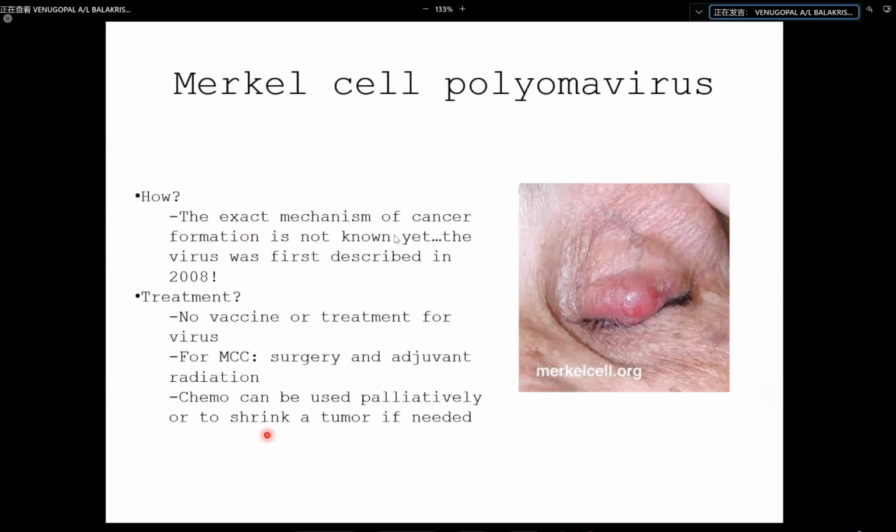So this is one of the things that you have, Merkel cell carcinoma, Merkel cell cancer. The exact mechanism of cancer formation is not known yet. The virus was first described in 2008. A lot of studies are being carried out to define this. Treatment: there is no vaccine or specific treatment. For Merkel cell carcinoma, surgery and adjuvant radiation is the option. Chemo can be used to shrink a tumor if needed. If not, they will just do the surgery.